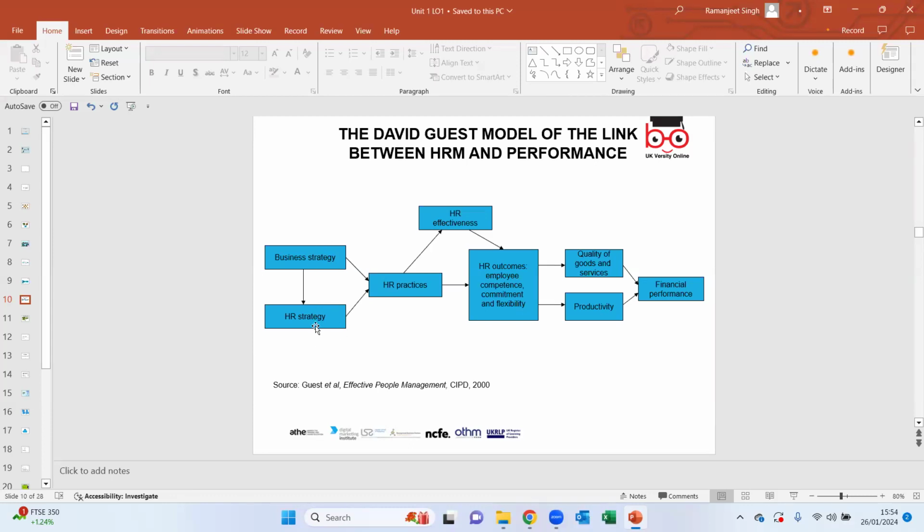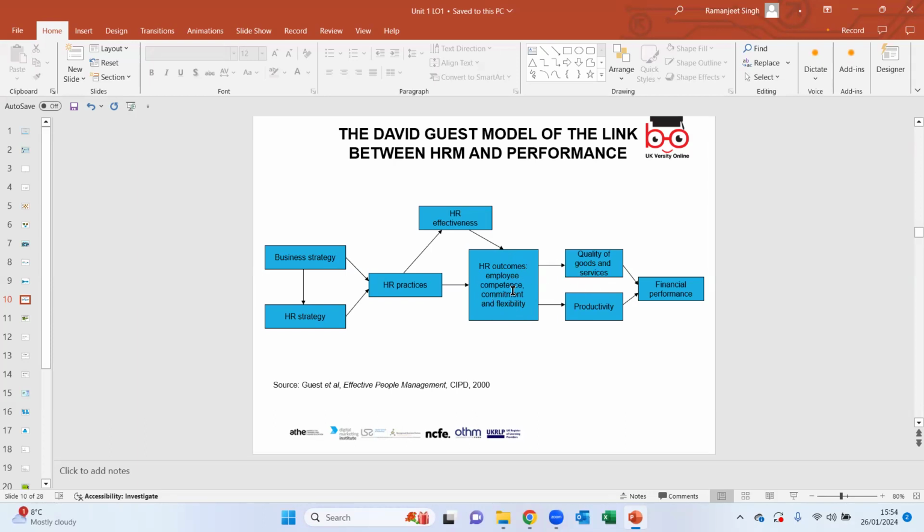So they have different business strategies and they put HR practices in place and they see how effective that HR practice was. And then they look at the outcomes of that HR practice and how it affects the associate and how it makes them feel in terms of giving them the commitment and flexibility to perform better. And then it also focuses on productivity, or basically the quality of the goods and services or output of their associates. So it's looking at how it's making associates feel, but at the same time, it's also worrying about the productivity or getting a good outcome. That's why it's a mix.